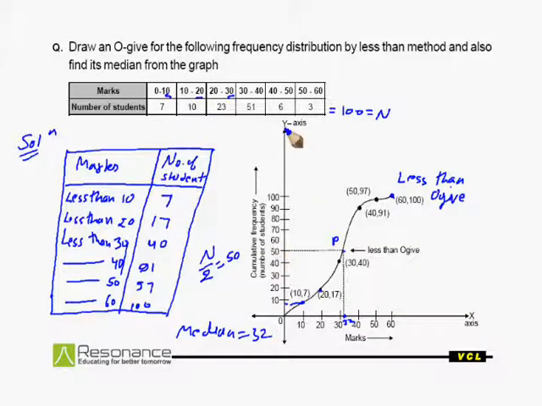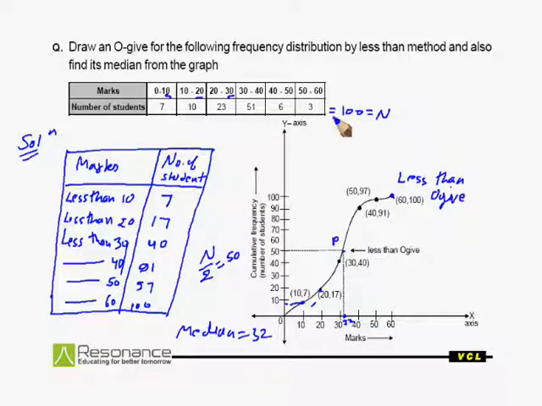Now we draw two mutually perpendicular lines. On the x-axis we take the marks, on the y-axis we take the number of students. Now we are plotting the points by considering marks on the x-axis and the number of students on the y-axis. So we have to plot the point 10, 7. This point is 10, 7. Next is 20, 17. This point is 20, 17. Next point is 30, 40. 30, 40, and so on.